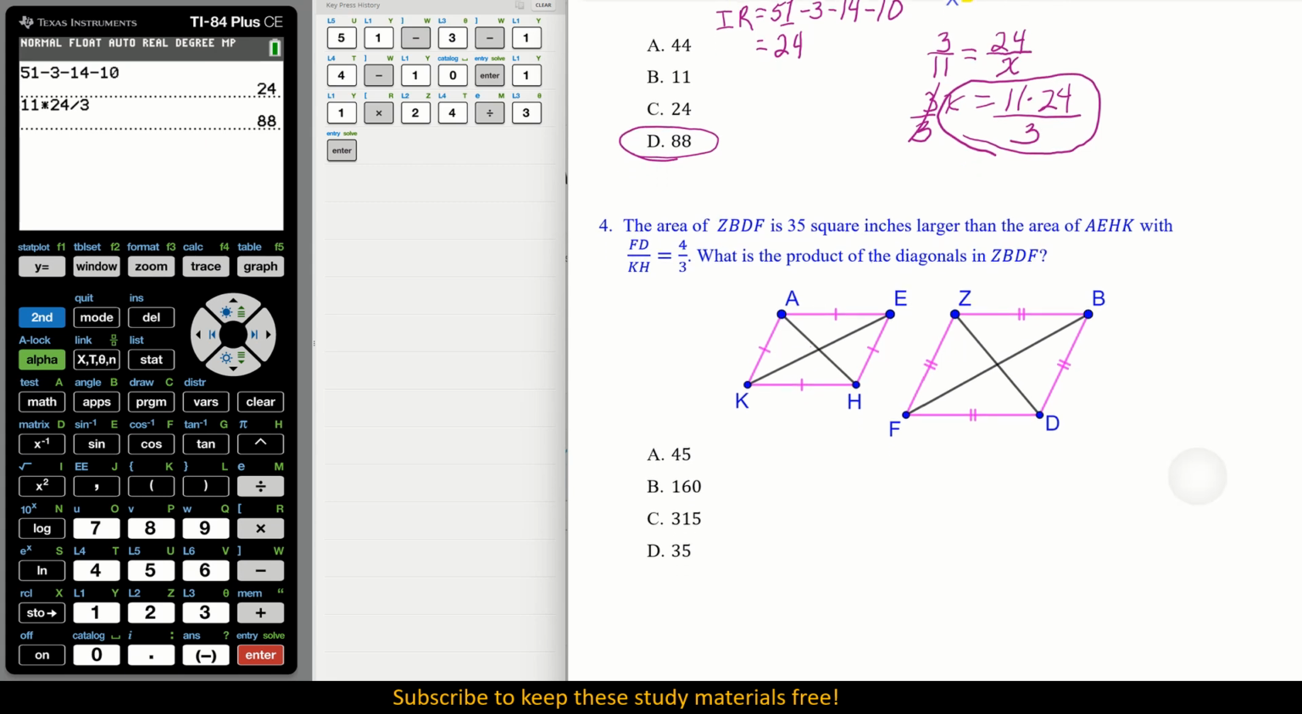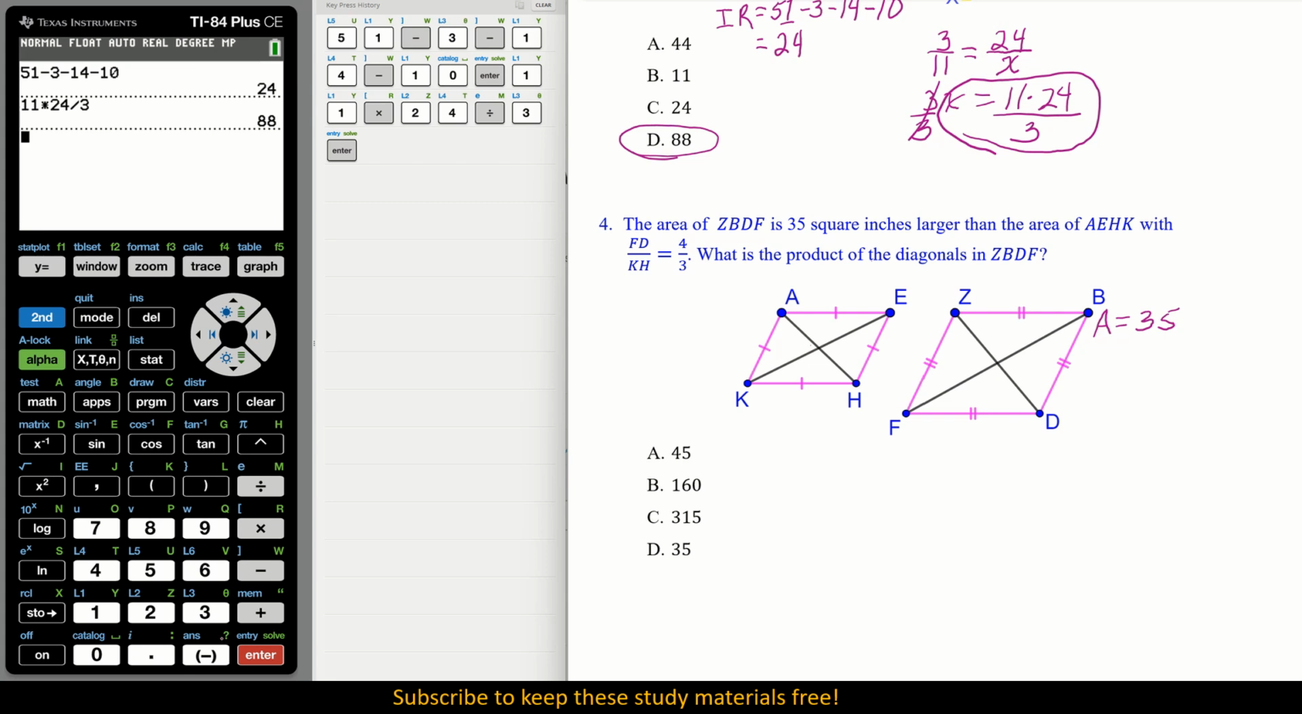All right. The area of ZBDF is 35 square inches greater than the area of AEHK. So we don't know that area. So we need to say the area equals X, okay? So plus X. So that's how we're setting this up. And now, notice we are talking about area, and they give us FD over HK, and that's our K value, actually. That's our K. So I'm going to say equals K.